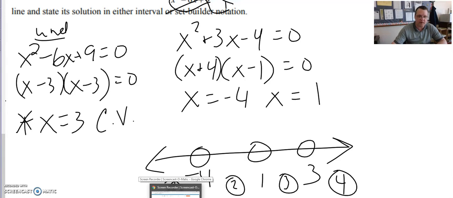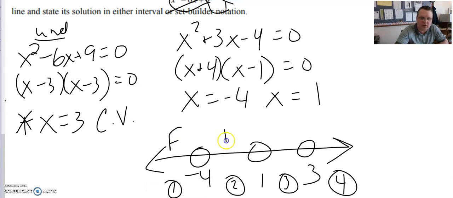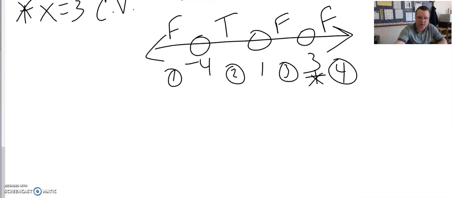So what do we have? We have a false, a true, a false, and a false. So you see, this is an example where it does not alternate. So you have to test it. And it usually occurs, or it might occur, during or by the critical value. So be very, very careful of that.